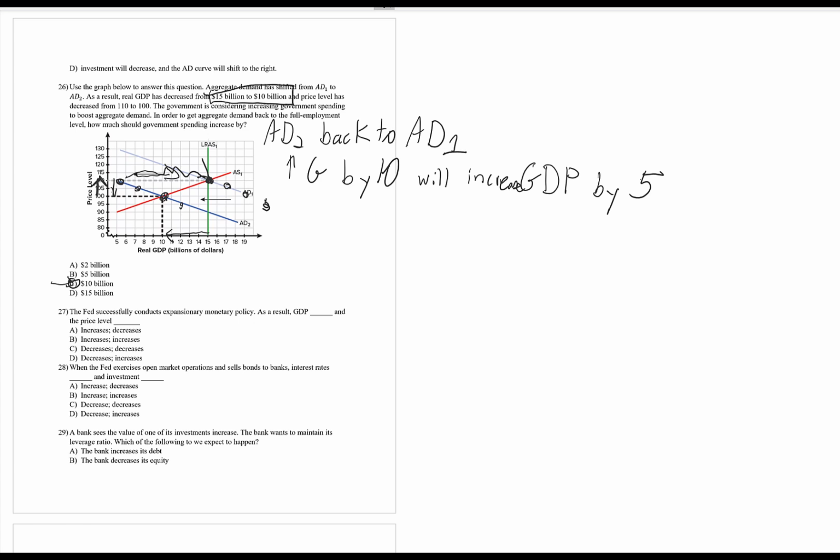For 27, if we think about expansionary monetary policy, we're wanting to know about equilibrium GDP and price level. That is an indicator that we should be drawing aggregate supply and aggregate demand. Remember, we do that. Price level is on the Y. GDP is on the X. Expansionary monetary policy means we're trying to shift aggregate demand to the right. It's going from this point to this. We do that. Price level increases and GDP increases.